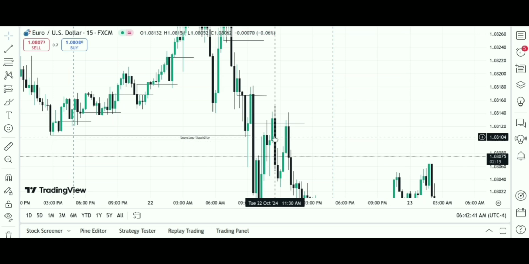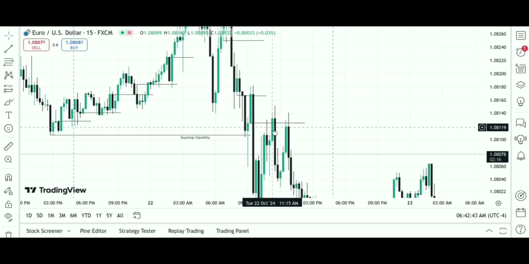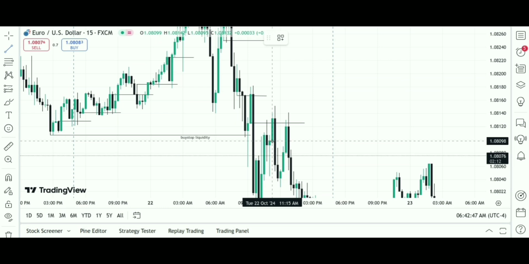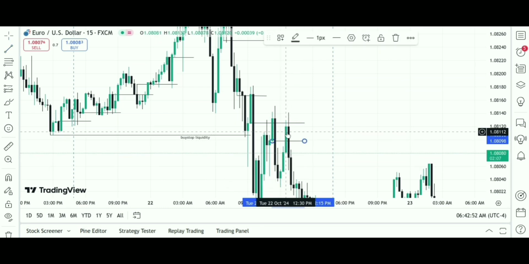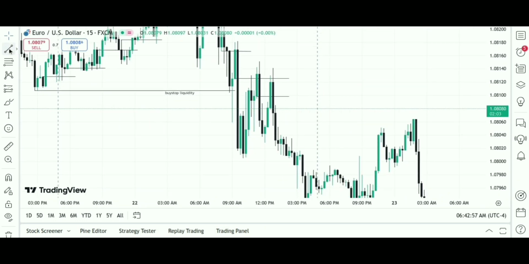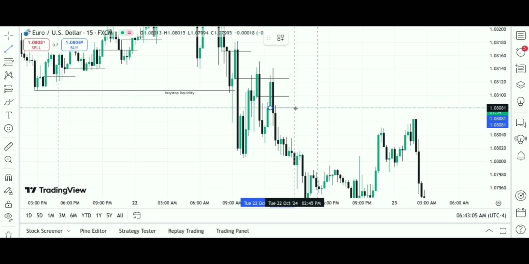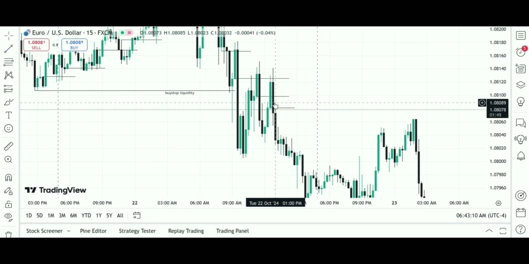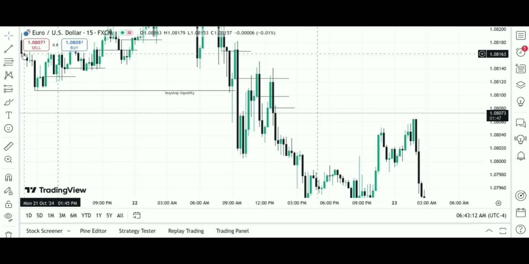This is the last up close candle before this bearish movement. You can see the market retrace back to this level. Last up close candle before this bearish move. You can see the market reacted. The market reacted on this zone here before this movement.